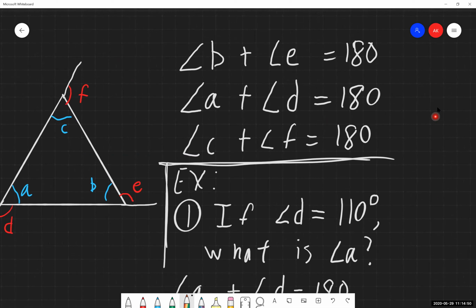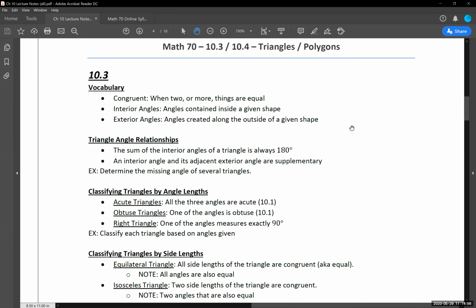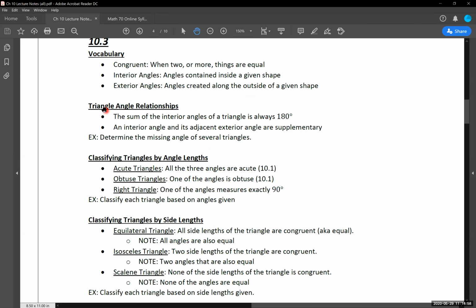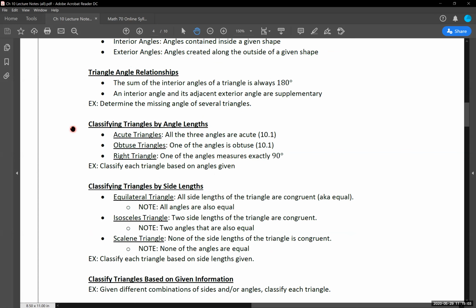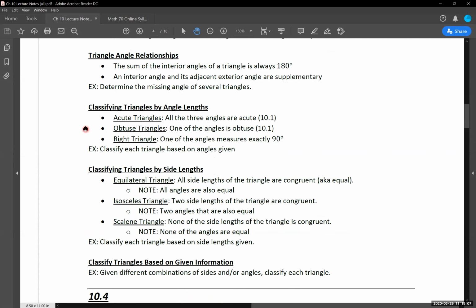So I'm going to jump us back to our notes. We just worked with the triangle angle relationships. We're now working with classifying triangles by angle measures. When we have an acute triangle, that means all three angles are acute. We're back to 10.1. An acute angle is an angle that is less than 90 degrees.